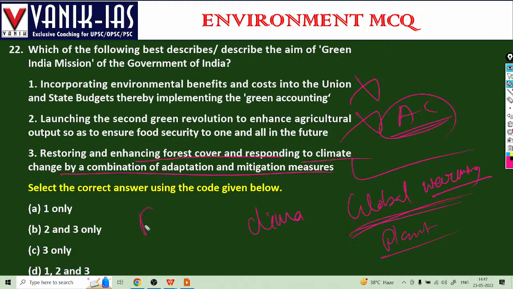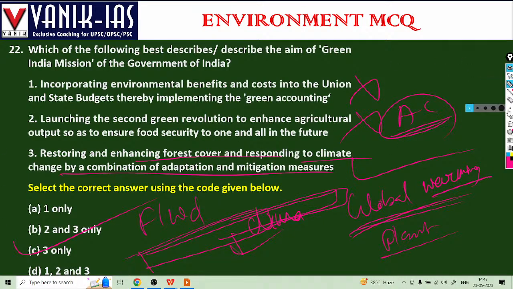For example, there is the issue of flood. You are creating a barricade, that is called adaptation. Or you are creating disaster risk reduction infrastructure, that is adaptation. But that does not address the original cause of cyclone or flood. Mitigation always stops the cause, addresses the cause. So the third option only is the right answer regarding Green India Mission of the Government of India.